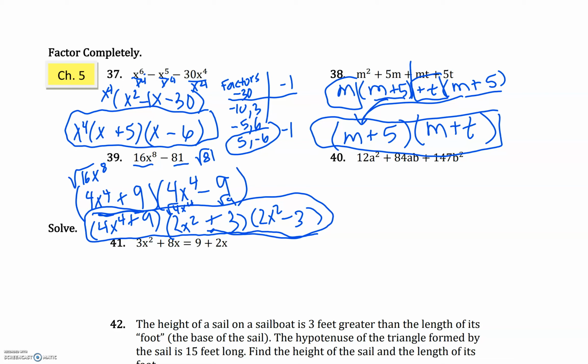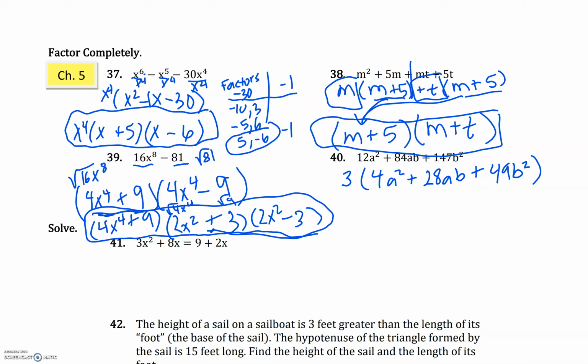All right, number 40 is another trinomial. I'm going to look for any common factors that I can pull out. Looking at the numbers 12, 84, and 147. All of those are divisible by 3. So if I factor out a 3, I have 4a squared plus 28ab. And 147 divided by 3 is 49b squared.